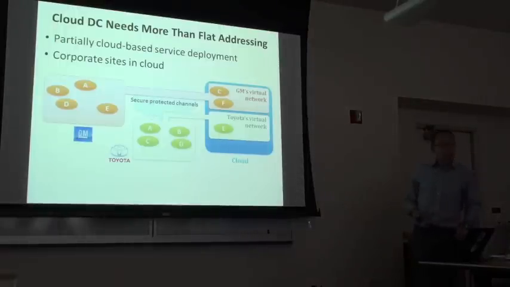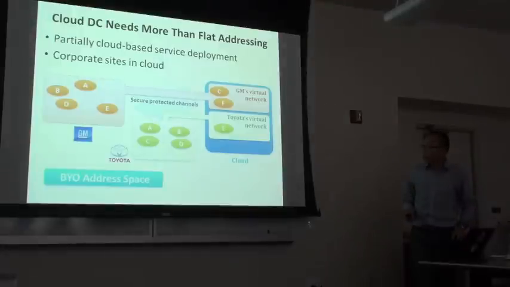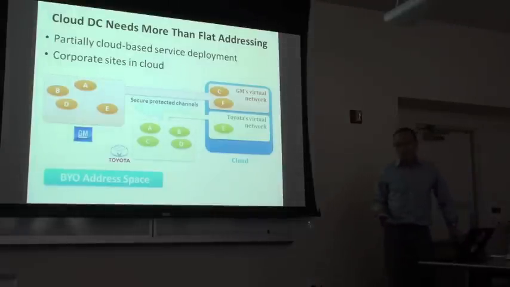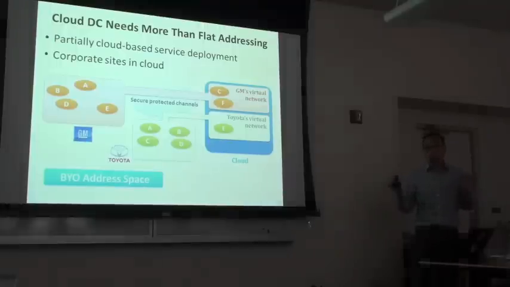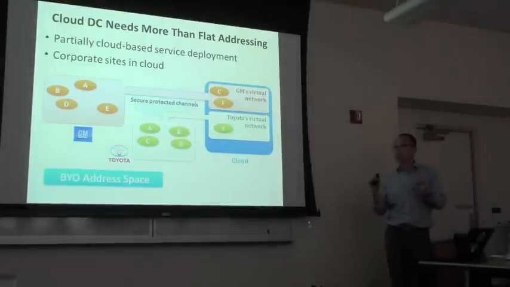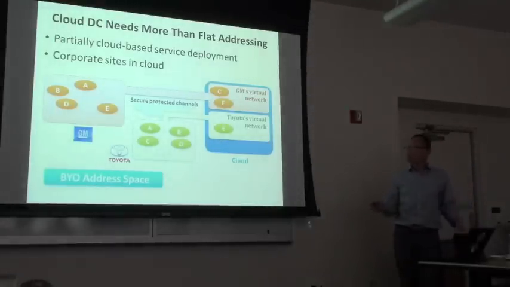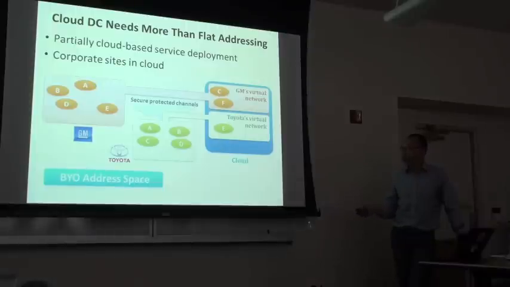In this situation, we're facing two critical challenges. First, bring your own address space. Since IPv4 addresses are not enough, everybody is using the same reserved private address space, which is 10/8. It's reserved by the IETF. So everybody is using 10/8. GM is using that, Toyota is using that, and even this cloud provider is also using that.